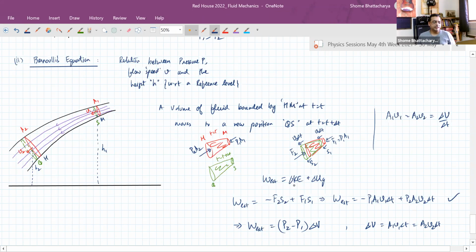Then we will see the next two terms, the change in kinetic energy and the change in potential energy. So the left-hand side of the equation, which is the work done by the external force on that volume of fluid, as it is moving from time t to t plus delta t, that work done involves the pressure difference, the pressure difference into this factor.